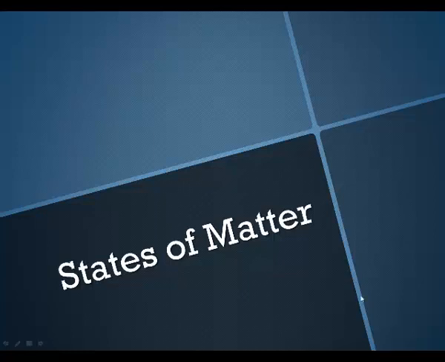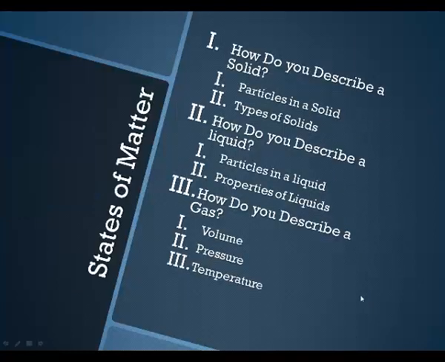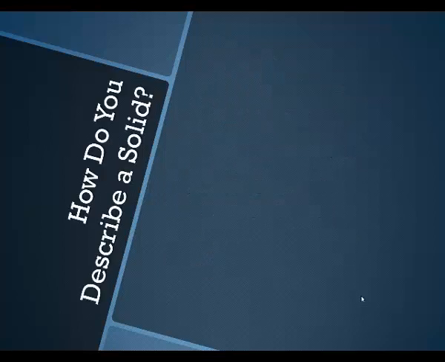States of matter. In this lesson, we will look at how we describe a solid. Specifically in that area, we will talk about particles in a solid, types of solids, and then we will go on and talk about how we describe a liquid, and we'll talk about particles in liquids and properties of liquids, and then finally in this lesson we will talk about how gases are described. And in that section we will talk about volume, pressure, and temperature.